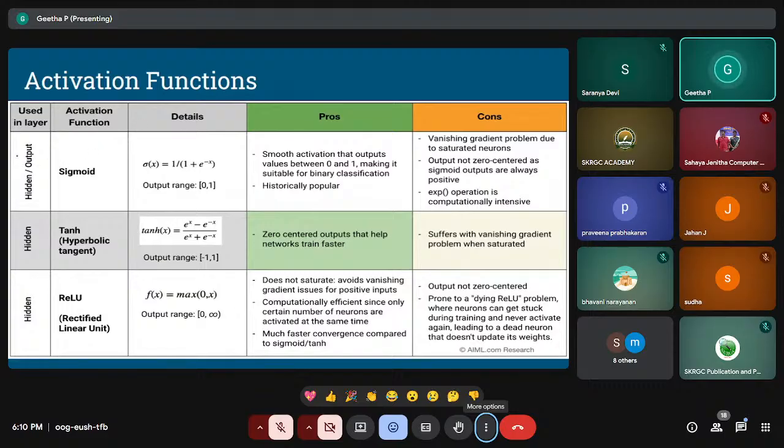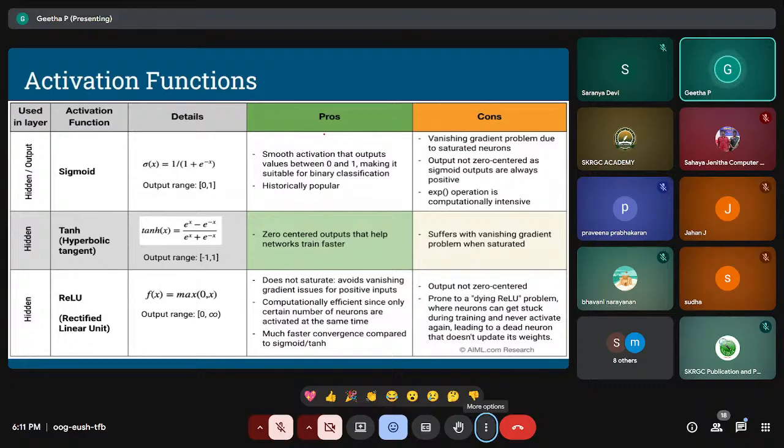Sigmoid could be in the output layer, tanh and ReLU in hidden layers, and leaky ReLU, based upon the hidden layer, and softmax in the output layer. So here we see how the activation functions work, what their functional details are, and what the pros and cons are between the activation functions.